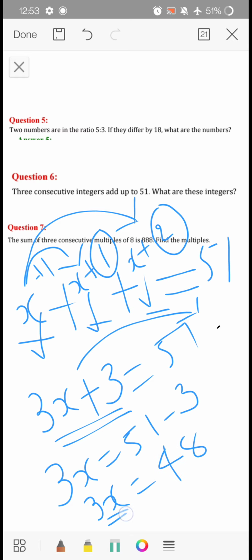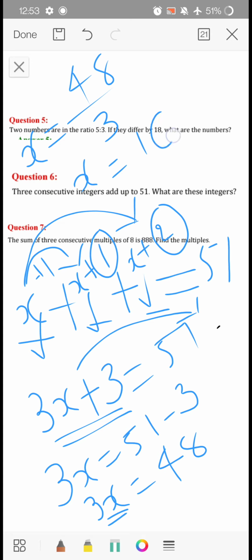Now this 3 and x are in multiplication. So if you transpose 3, then it will be in division. And if you divide, you will get x is equal to 16.